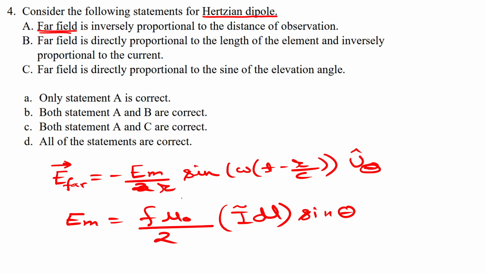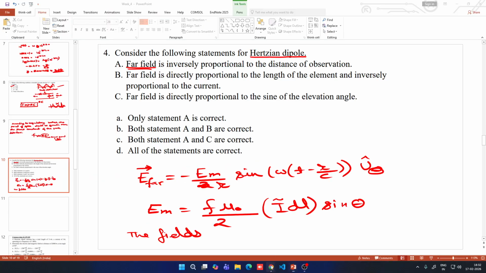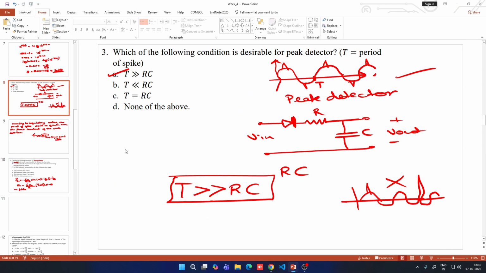So we can see the far field is proportional to... Excuse me, sir, just a point on the previous question. I had a doubt, wouldn't the upper limit for the RC give a smooth output if the RC is larger than the T? Yeah, so the whole idea is we just want to detect the peaks. But you told that the T will be larger. The answer was the T will be larger than RC.